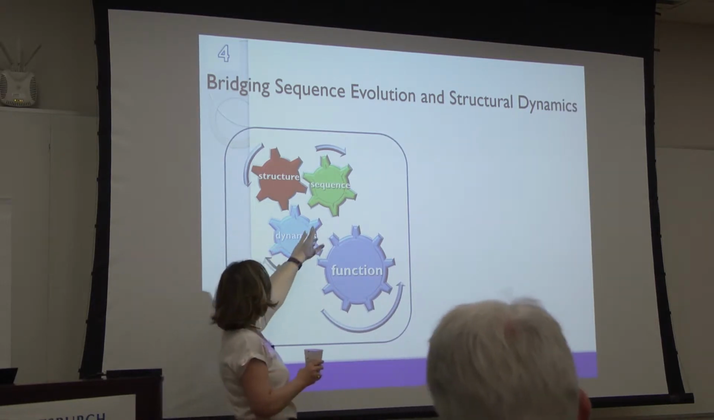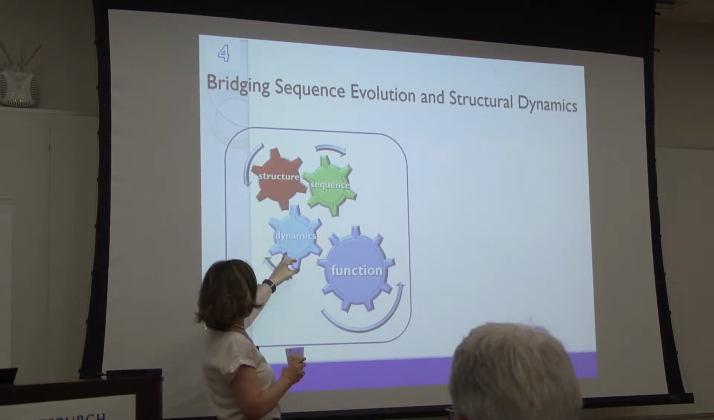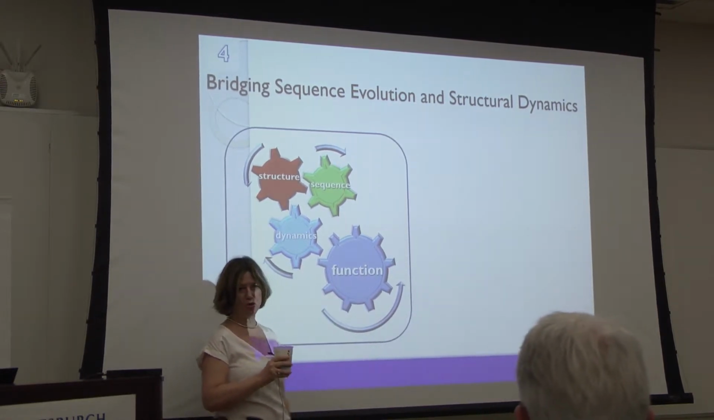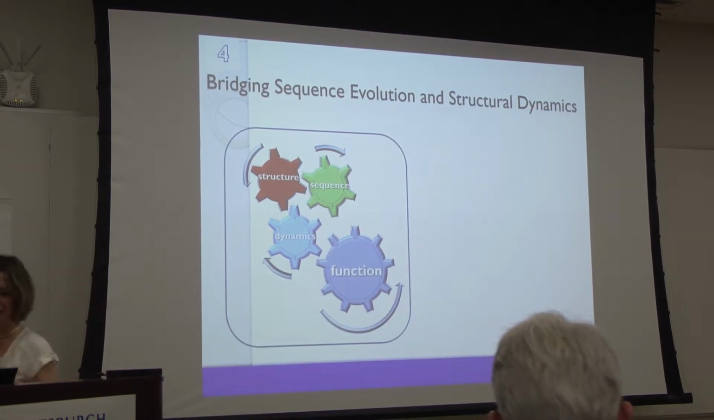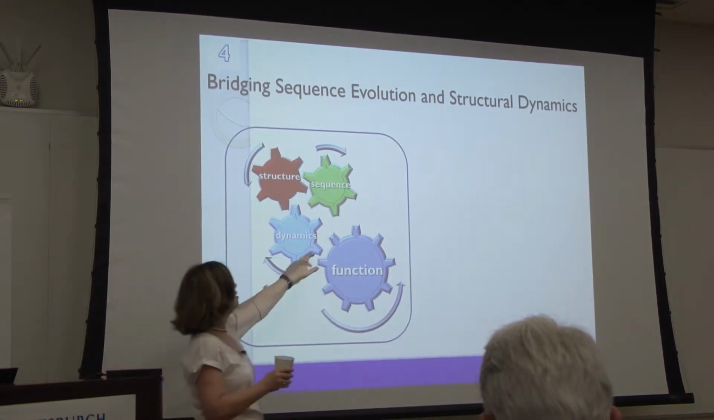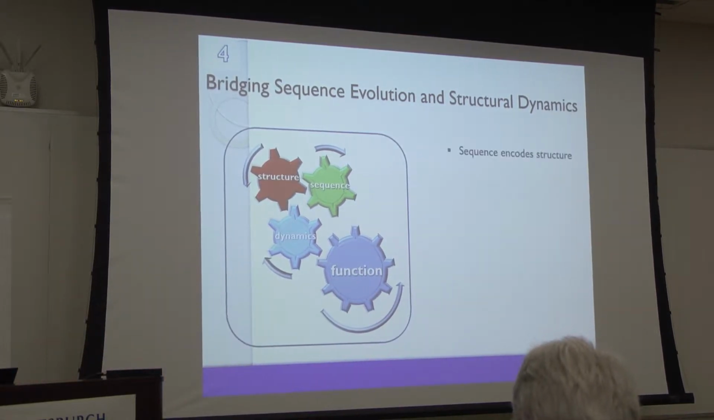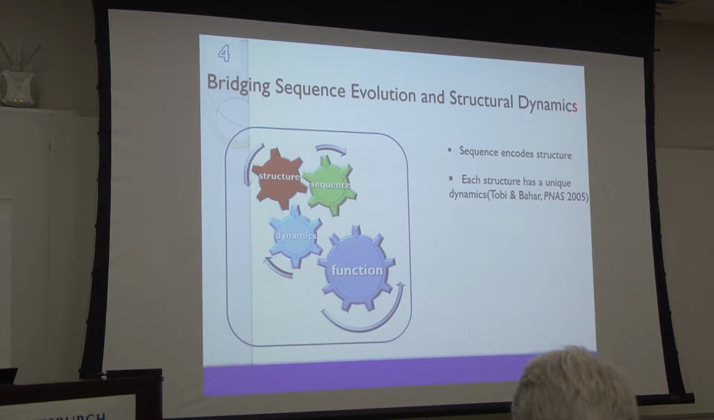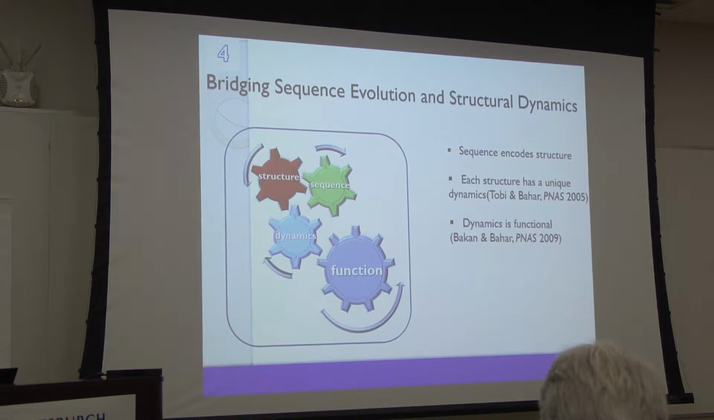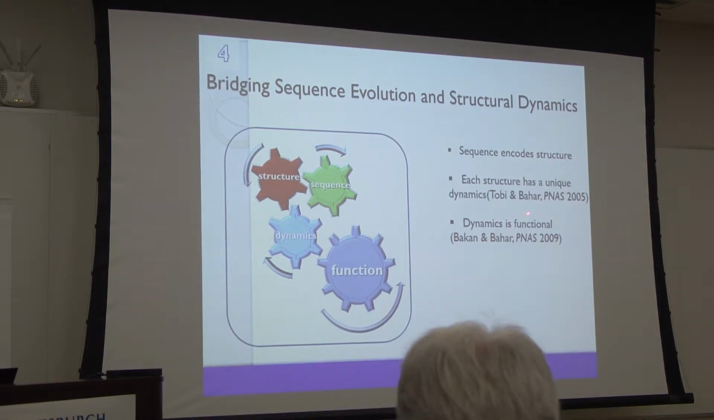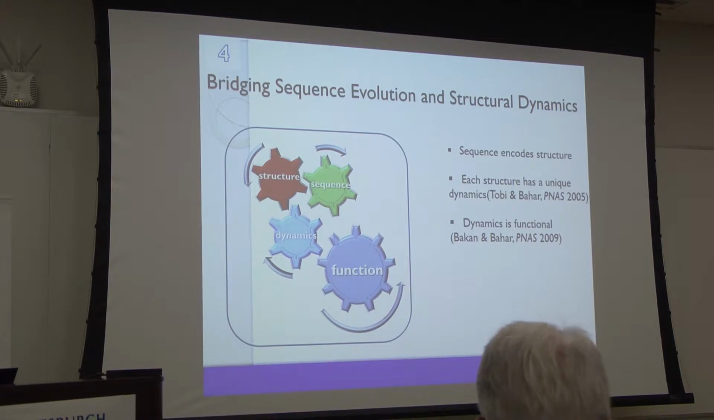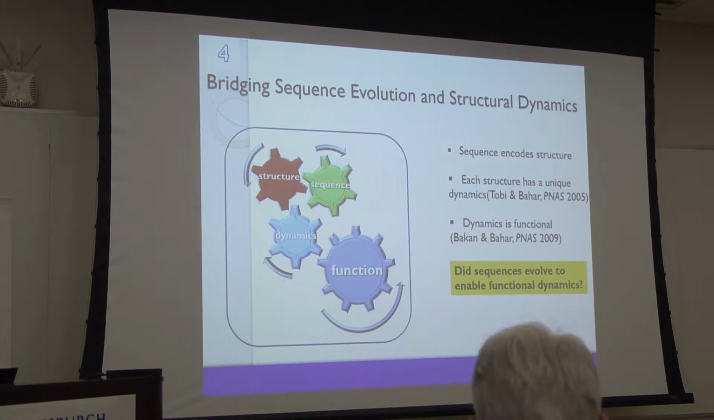So this is the way we see sequence encodes the structure, which encodes the dynamics, which also encodes the function. That's the way I see it. But it is possible to move from sequence to function as well. Okay? And so sequence encodes structure. Each structure has a unique dynamics. We talked about that already yesterday. And the dynamics is functional. I have shown a few examples. These two are very basic papers which summarize a lot of insights that I'm trying to convey here.